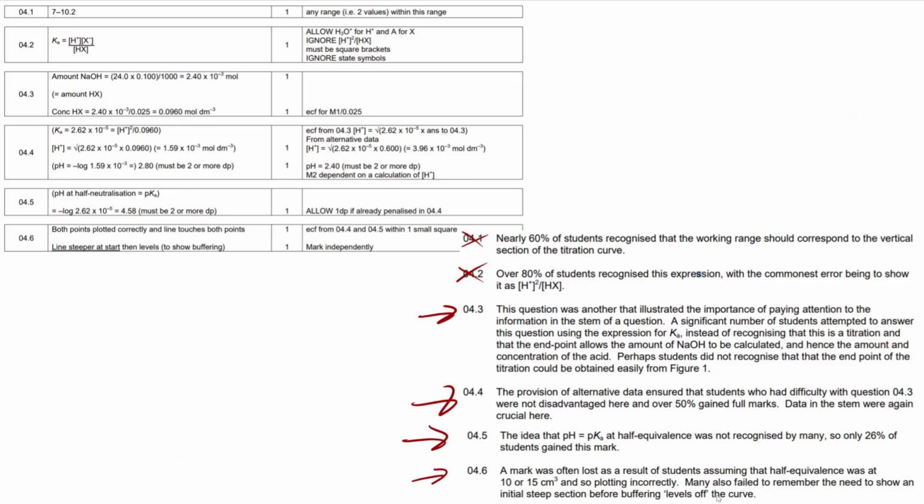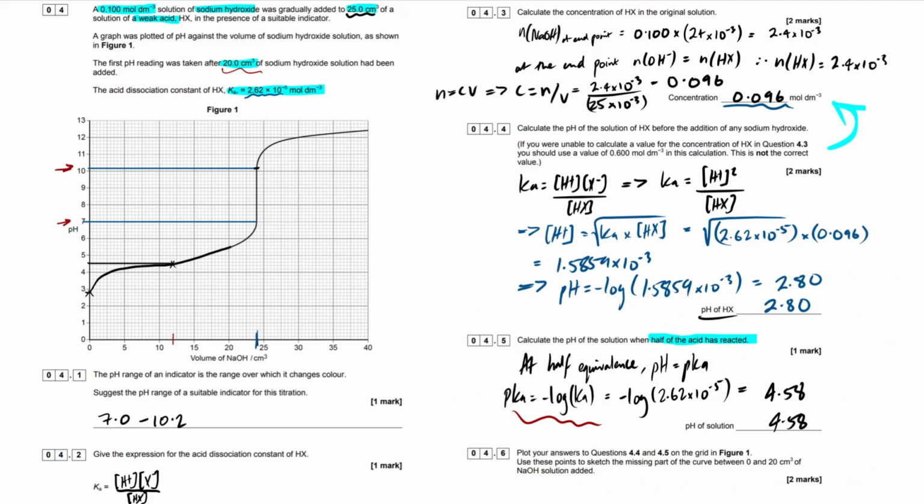Right, next up, many also failed to remember the need to show an initial steep section before buffering levels off the curve, okay? Weak acid, equilibrium is going to shift in order to oppose the change of the base that's being added, okay? So we're going to get an initial steep curve right here from the equilibrium shifting, and then it will plateau out, okay? And then have a steady curve up here.